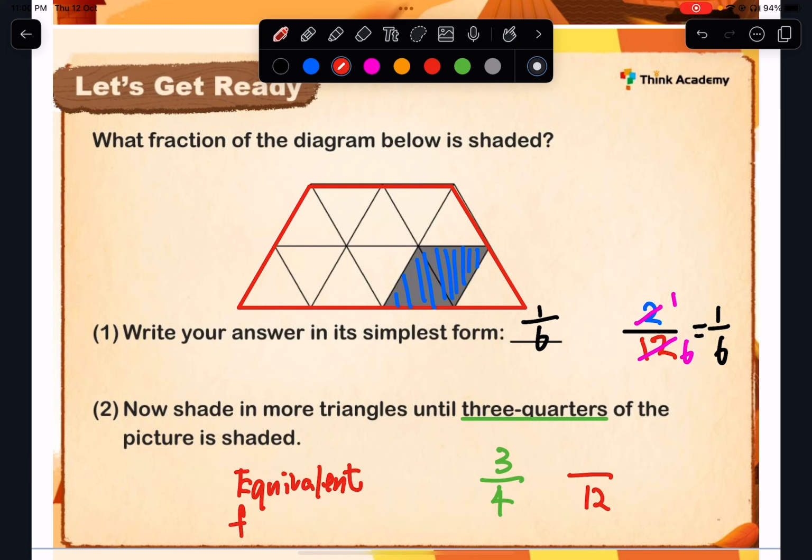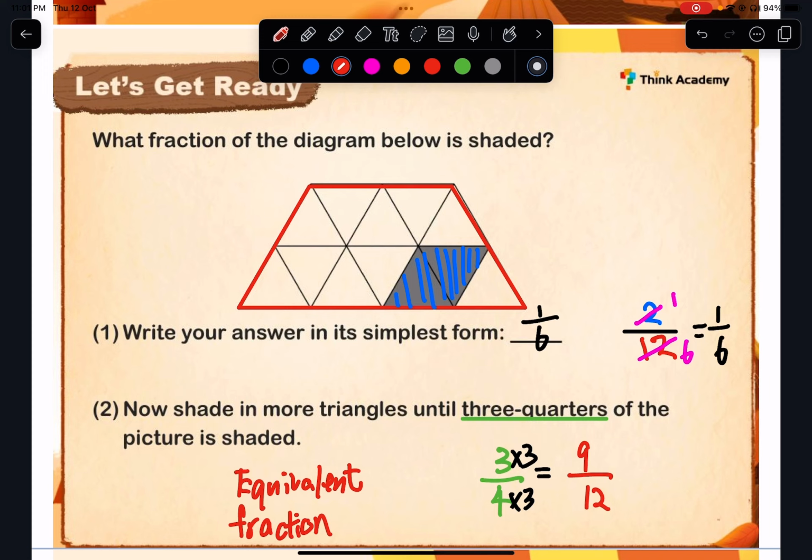Equivalent fractions means two fractions that look different, but they have the same value. Okay, so 3 out of 4, we turn it into something out of 12. How to find out the equivalent fraction? We try to multiply both the numerator and denominator by the same number. Because you want to cut it into 12 pieces, you have to multiply the 4 by 3, and at the same time you multiply the numerator by 3. So after that you get 9 out of 12. So if you shade 9 out of 12 parts, it is equal to 3/4 of the picture.